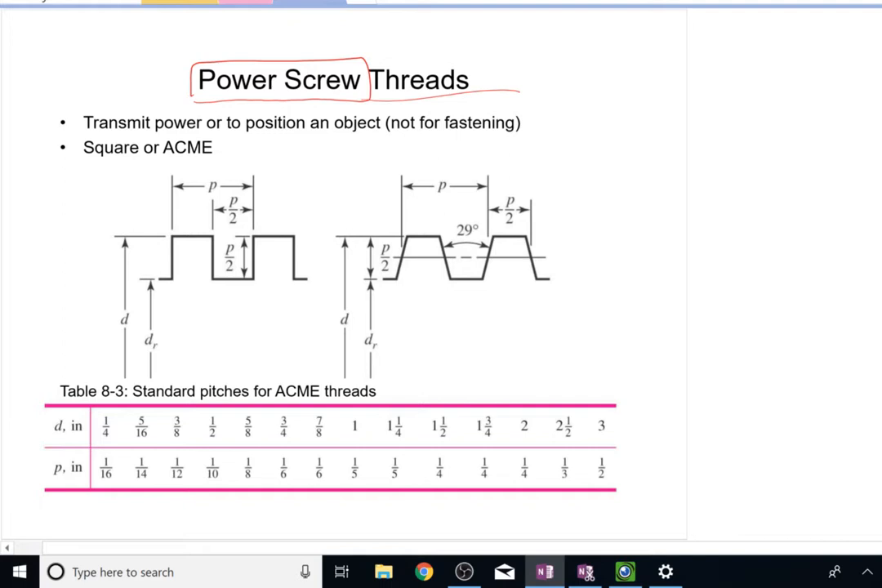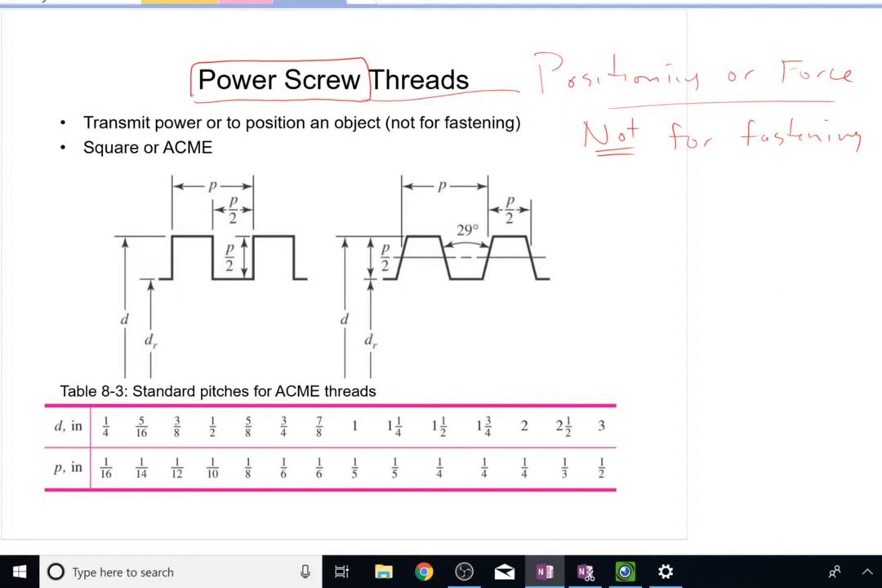These are used for either positioning or, I would say, force. They are not for fastening. Power screws are either to position something or to force something to where you want it to go. So it's to transmit power and position.